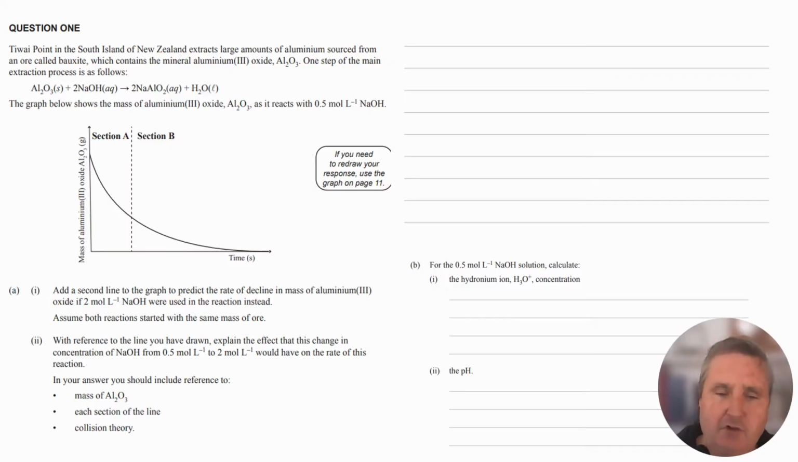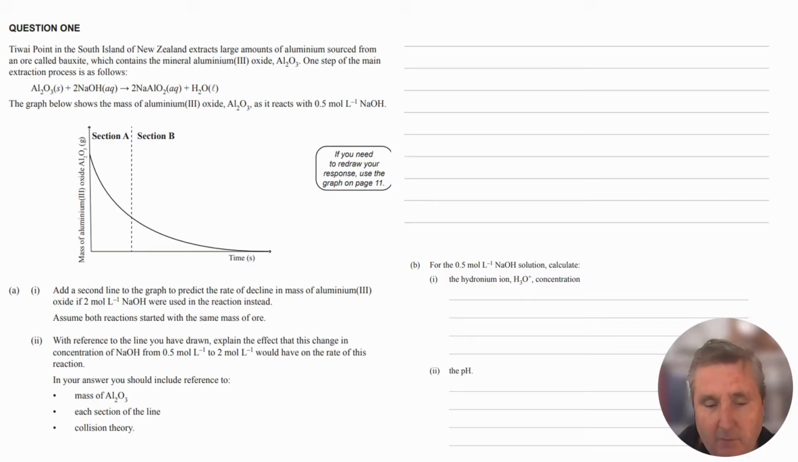But the first thing we should know is if we have a more concentrated solution of sodium hydroxide, we're going to get more frequent collisions, so the reactions will happen more frequently, and therefore the rate of reaction is faster, and we have a steeper slope on our graph. So the initial part of our graph is going to be a steeper slope.